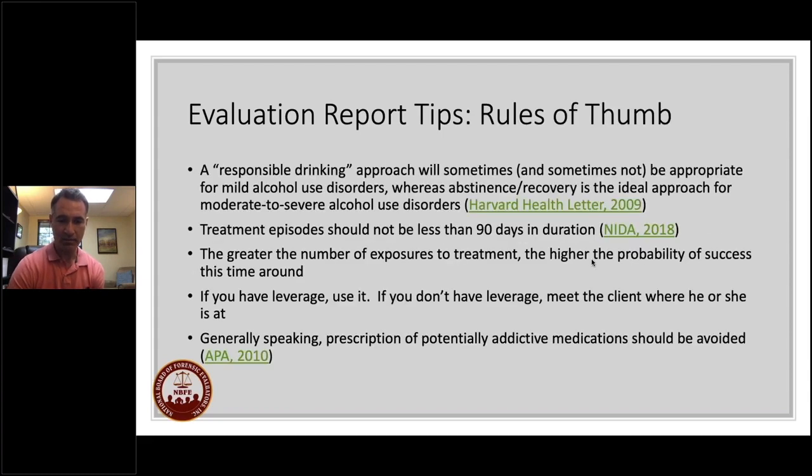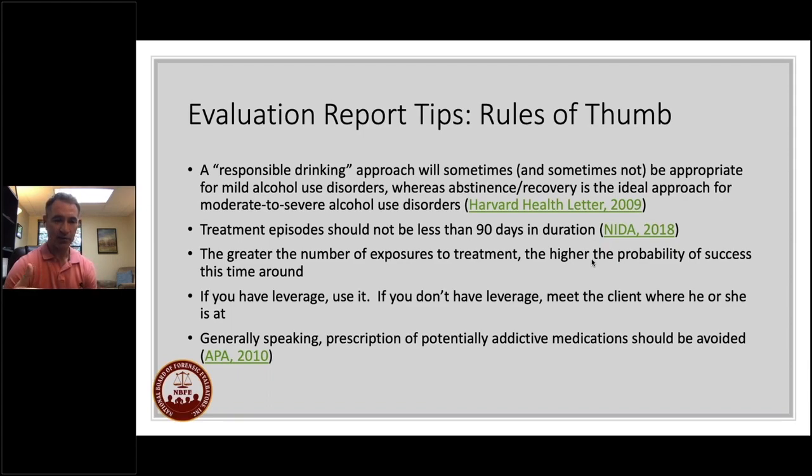Keep in mind, when you recommend treatment, responsible drinking approaches sometimes work well for mild alcohol use disorders, but not so much for moderate to severe use disorders that benefit more from abstinence-based approaches. No treatment episode, outpatient or residential, ideally would be less than 90 days, even though for residential treatment, it almost never pans out that way. But for outpatient, you should never do less than 90 days of treatment. The greater number of exposures to treatment, the higher the probability of success this time around.